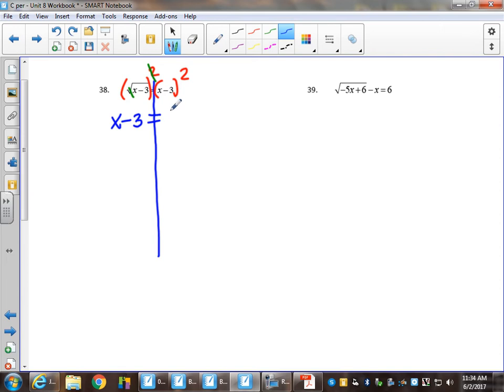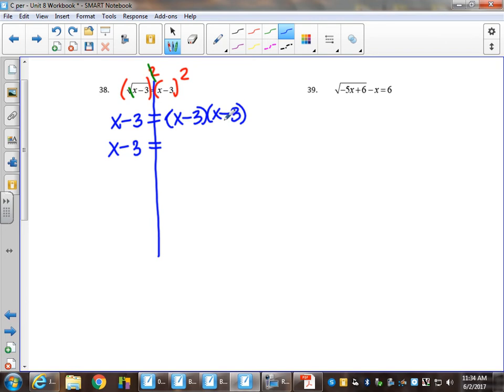X minus 3 twice. This is a key step. If we don't remember this, the question's going to go nowhere. So, DeAndre, pick it up from here. We'll leave this X minus 3 alone for a second. What are we going to do on the right side? How are we going to work this out?